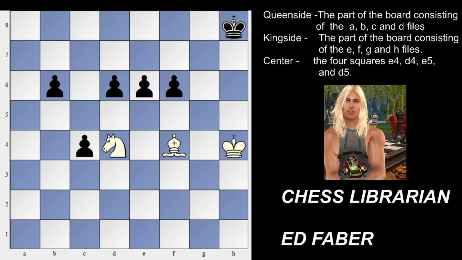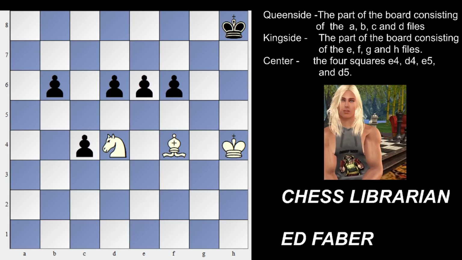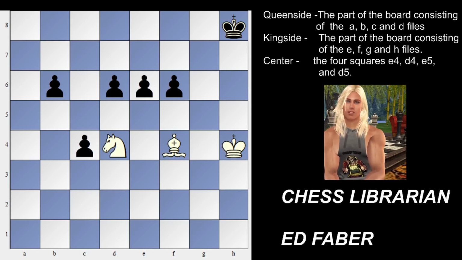The queen side: the part of the board consisting of the A, B, C, and D files. The king side: the part of the board consisting of the E, F, G, and H files. The center: the 4 squares E4, D4, E5, and D5.